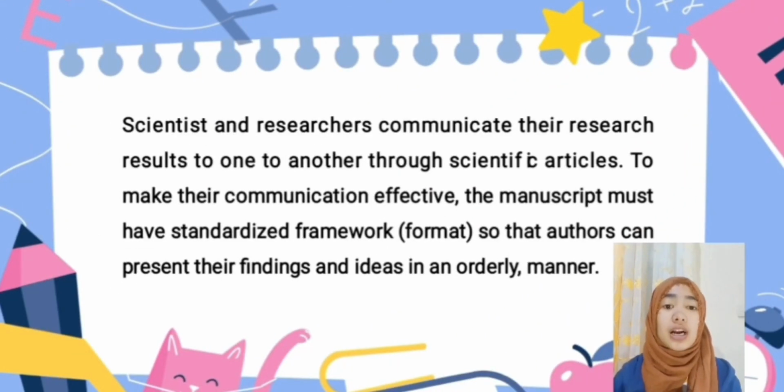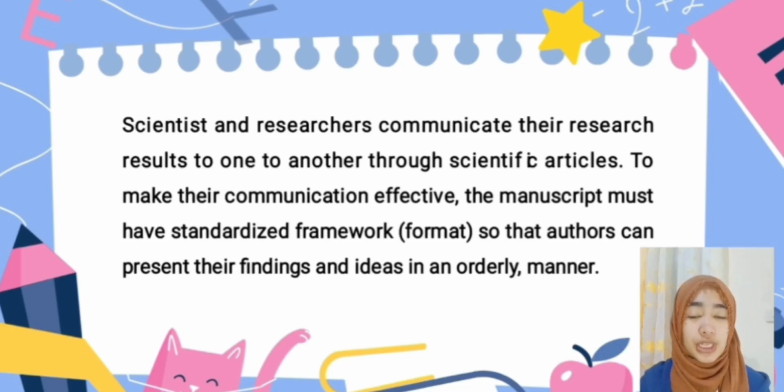So, scientists and researchers communicate their results to one another through scientific articles. This term, scientific articles, is used interchangeably to refer to a manuscript such as a journal paper, research paper, scientific article, and many more. To make their communication effective, the manuscript must have a standardized structure or format so that authors can present their findings and ideas in an orderly manner.